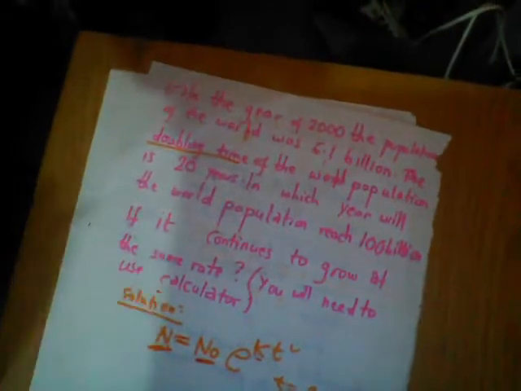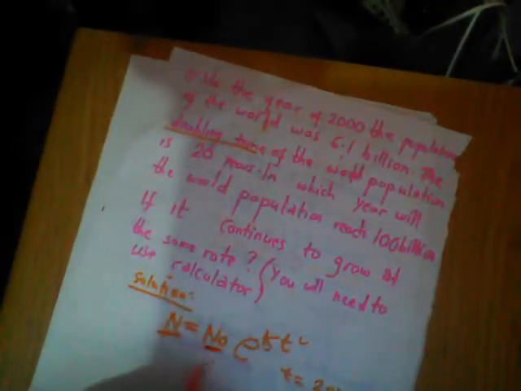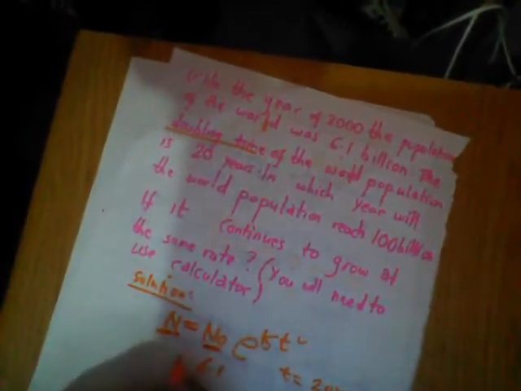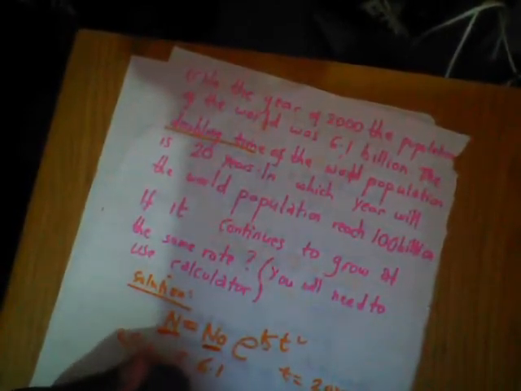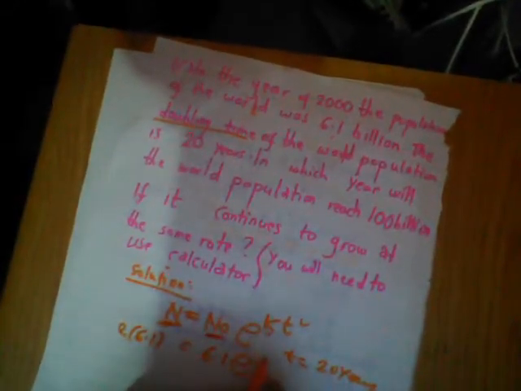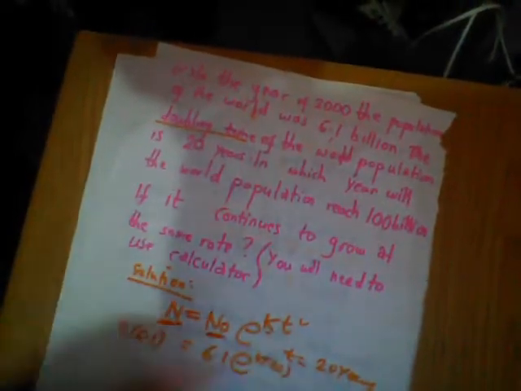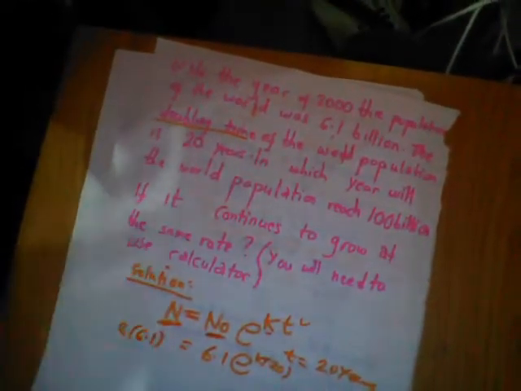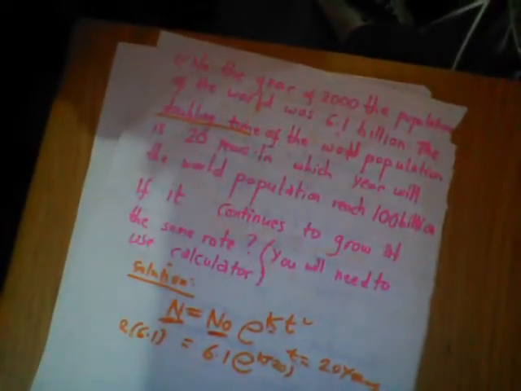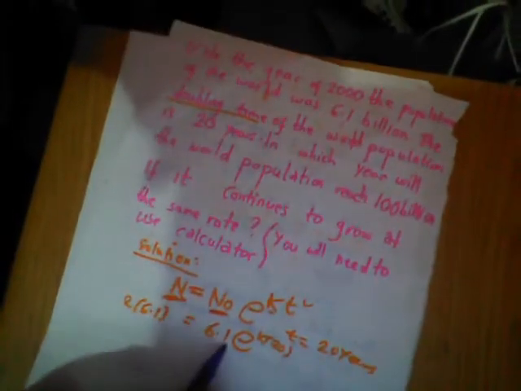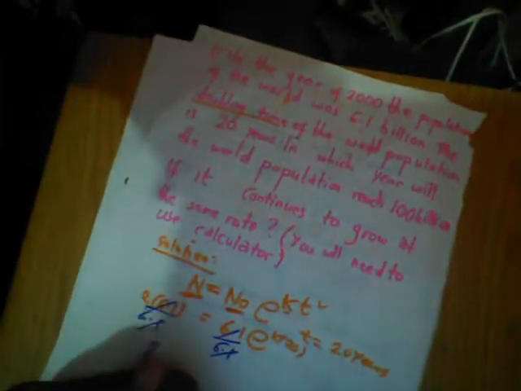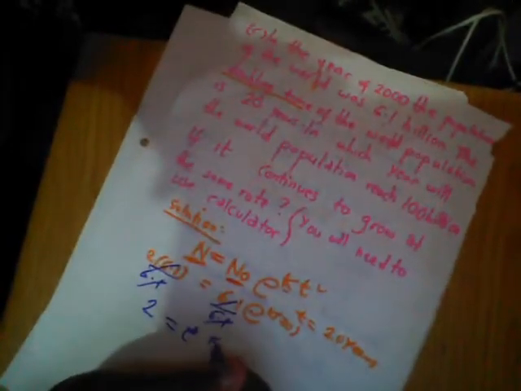So what is N naught? Okay, if this is X, this must be 2X. So if this is 6.1 billion, this must be 2 times 6.1 billion, because it's doubling up. We don't know k, but the time is 20 years. Remember this is a power: k times 20 is a power. Now I'm going to divide by 6.1 throughout. This and this cancel. We have 2 equal to e to the power k times 20.